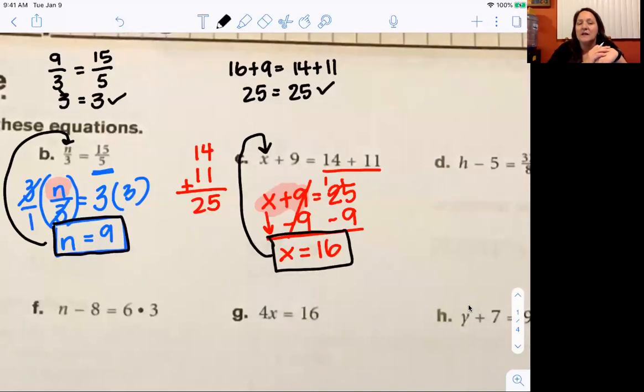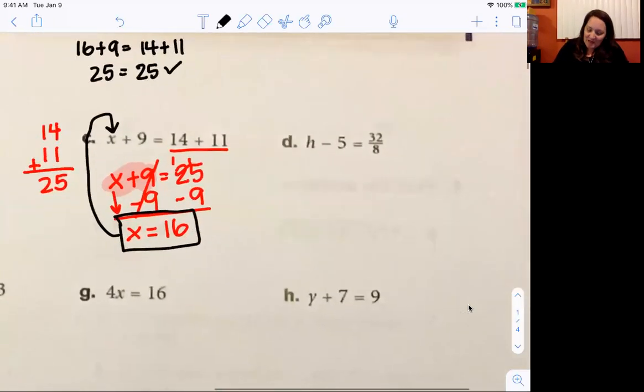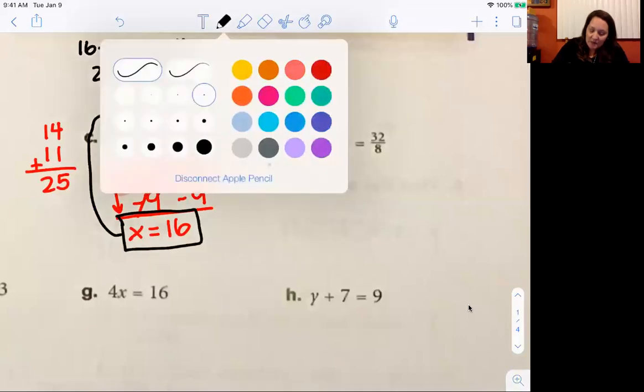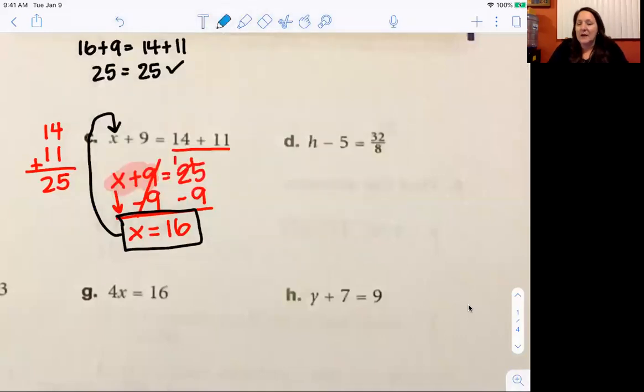Now, some of you guys are thinking, why do we have to check? I will tell you that if you check, you are least likely to make a mistake, okay? So checking is kind of like your safeguard. Checking is like, hey, I got this, I can do this, right? If you get the wrong answer, you just go back and try again. No big deal, okay? Letter D, I have h minus 5 equals 32 divided by 8.